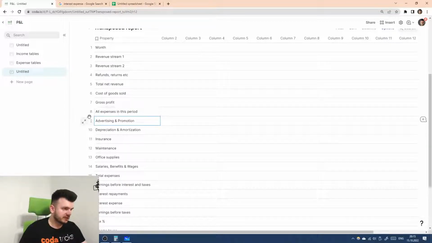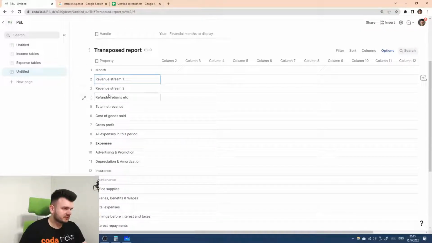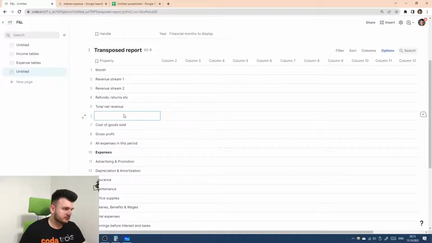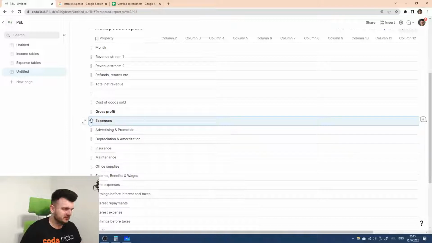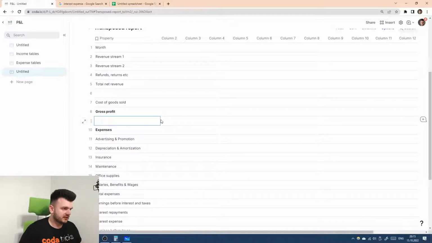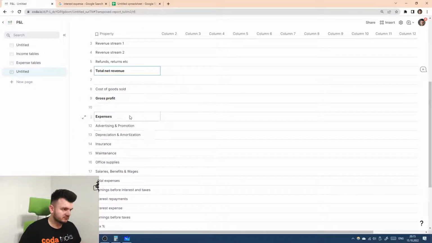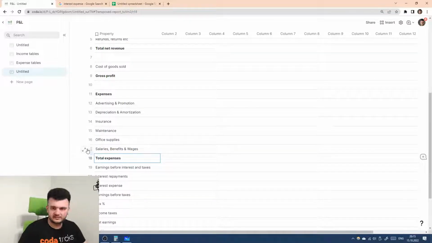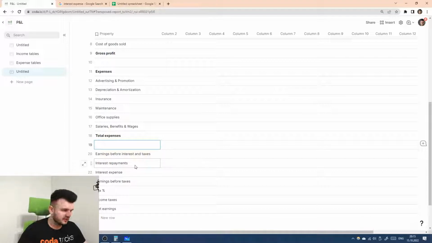Advertisement. So yes, we have the expenses. Let's put the expenses here, and let's put a total net revenue. Let's put a blank row here. Cost of goods sold, gross profit. We don't need this one. We put a blank row here, and a blank row here. Per month: total net revenue, gross profit, expenses, total expenses, earnings before interest and taxes.